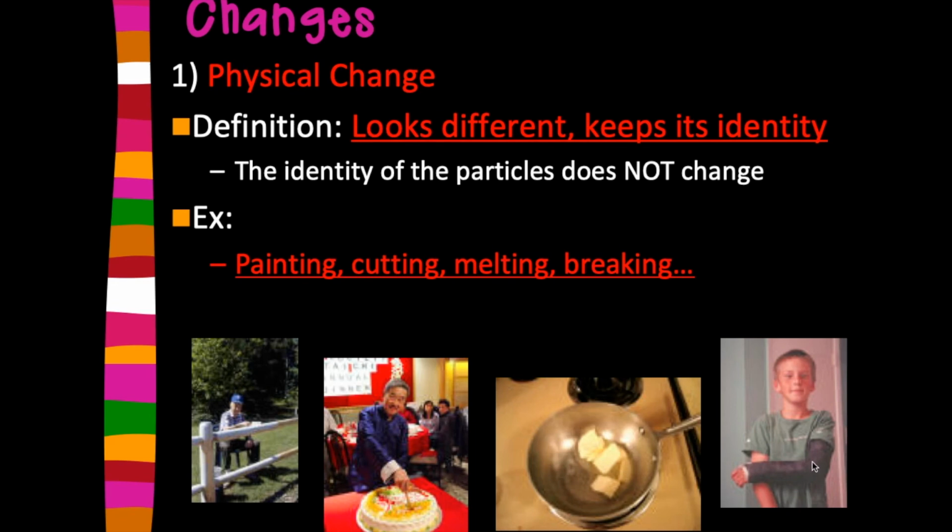Or if you break something, like when you break your arm, all of the identity of those particles in your arm, your bone, your muscles, your tendons, they're all still there. The identity is there. They just maybe change their location, change their shape a little bit, and then they'll heal. So a physical change, it looks different, but it actually keeps its true identity.